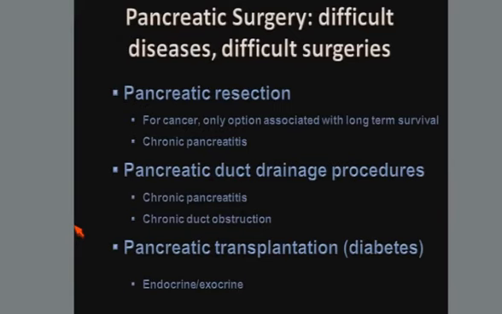As you know, pancreatic diseases are complicated and difficult, and the pancreatic surgeries are complicated and difficult.